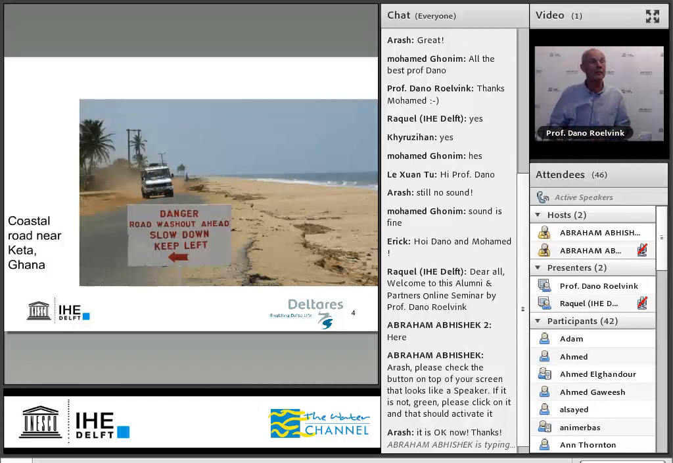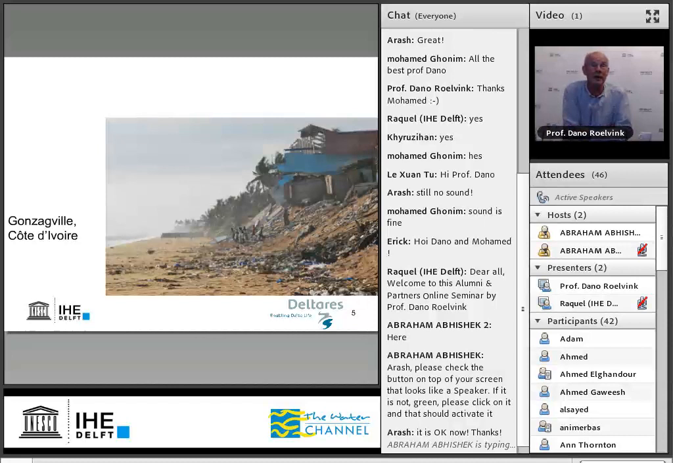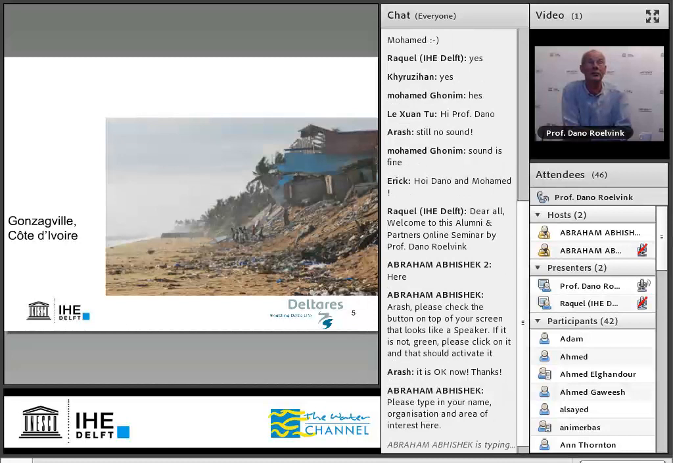This used to be a very affluent area in Ivory Coast. You see the swimming pool there. It's not doing very well at the moment. And again, this is the result of a large port project for Abidjan that was carried out in the 50s and 60s and that has robbed this area of its sand.